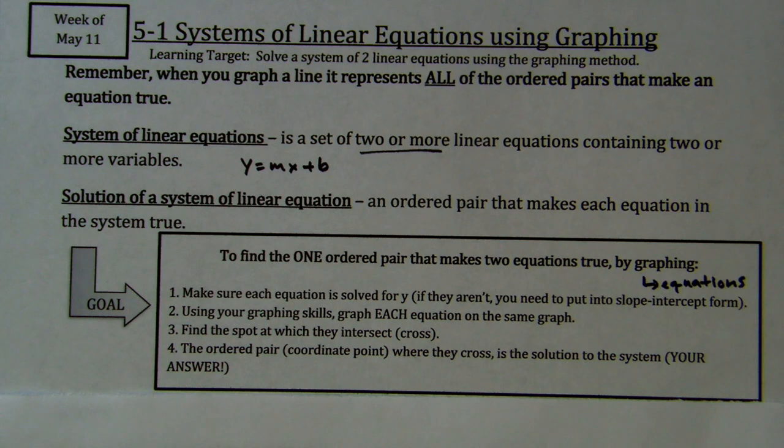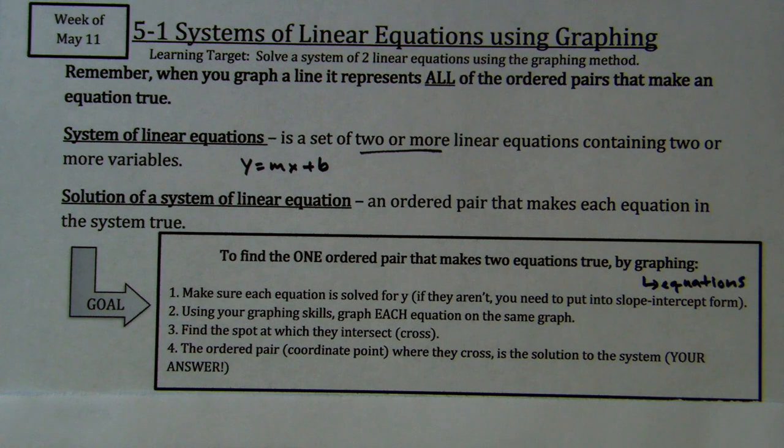Step 1, make sure that each equation is solved for y. If they aren't, you need to put it into slope-intercept form. Using your graphing skills, graph each equation on the same graph. All right? You're going to find the spot at which they intersect, which means where they cross. And where they cross, step 4, the ordered pair, or the coordinate point, where they cross is the solution to your system, which is your answer.